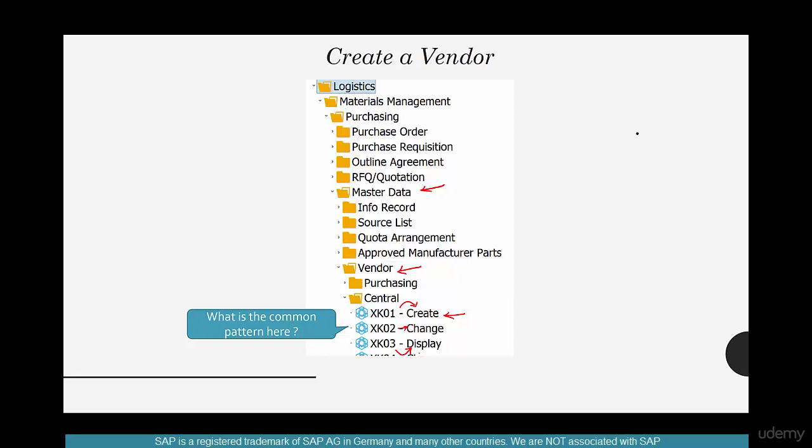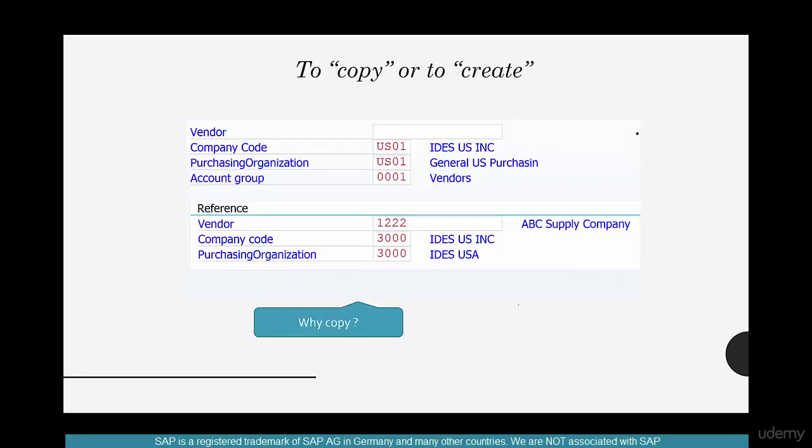Now, when I mean easy access, it's the huge menu pad that you see as soon as you log in, as opposed to SPRO. SPRO is also a huge list of menu that's completely in a different transaction called SPRO. But easy access is what you see as soon as you log in. Let's do it in SAP.